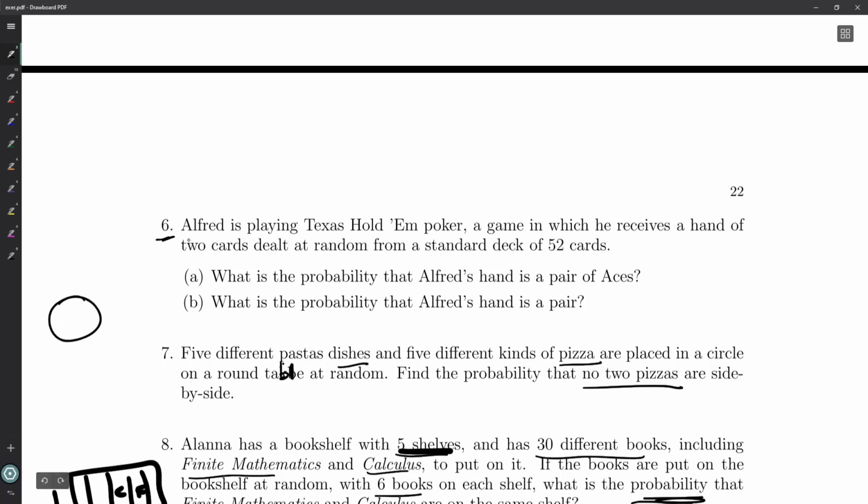So question 6 here. Alfred is playing Texas Hold'em Poker, a game in which he receives a hand of 2 cards dealt at random from a standard 52-card deck. What is the probability that Alfred's hand has a pair of aces? And then B, what's the probability that Alfred's hand is just a pair?